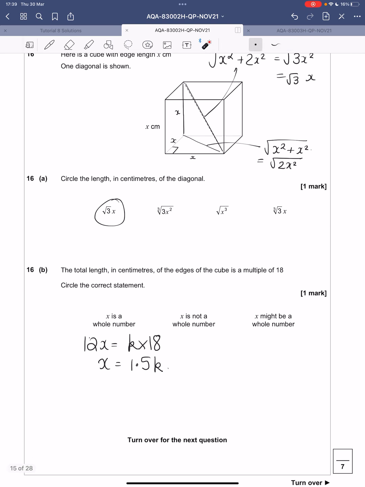So it depends what this multiple is. If k is 1, then x is 1.5, so it's not a whole number. If k is 2, i.e. the multiple of 18 is 36, then x is 3, so it would be a whole number. So it might be, isn't it?